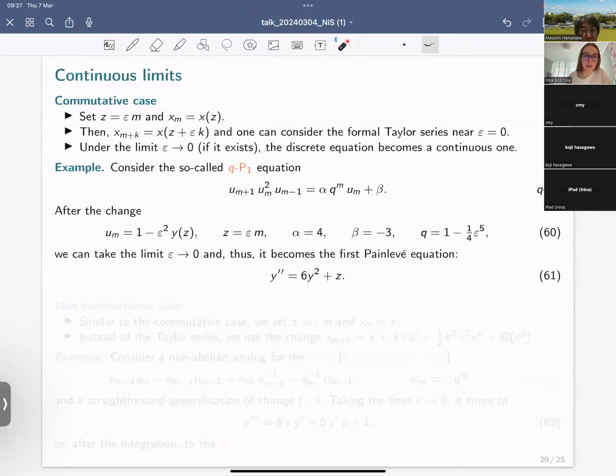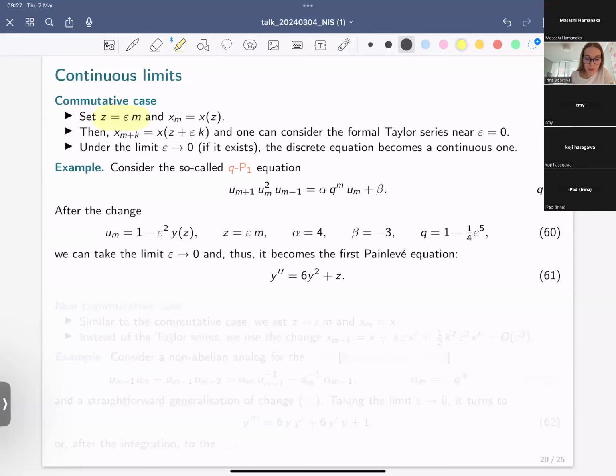So the last thing in this part is continuous limits. Let me recall what it is in the commutative case. Well, if we have some discrete equation, it's natural to take its continuous limit. How to take it? Let us define a new variable z.